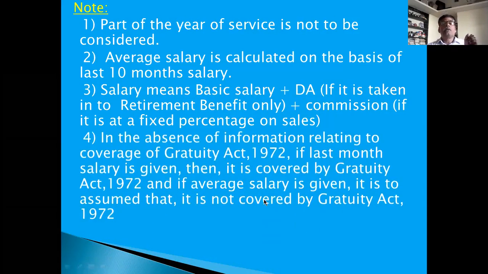And the fourth point is employees not covered under the Gratuity Act 1972. There are two points. If the last month's salary is given monthly, that is covered under the Gratuity Act 1972. If the salary is given as an average salary in the problem, we consider that as not covered under the Gratuity Act 1972. This is the point you remember.